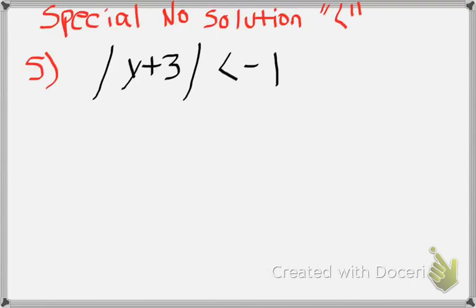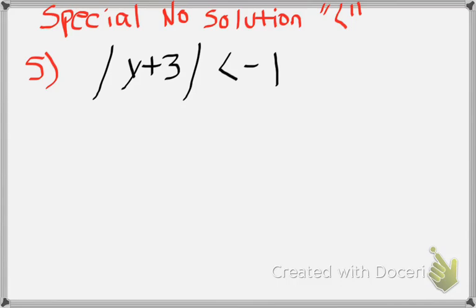I want to do an example with you where the answer is no solution. We can do this a lot, and we can do this logically. Take a look at this example. Write it down for a moment. Okay, so this question says the absolute value of y plus 3 is less than -1. Think about that to yourself for a moment.